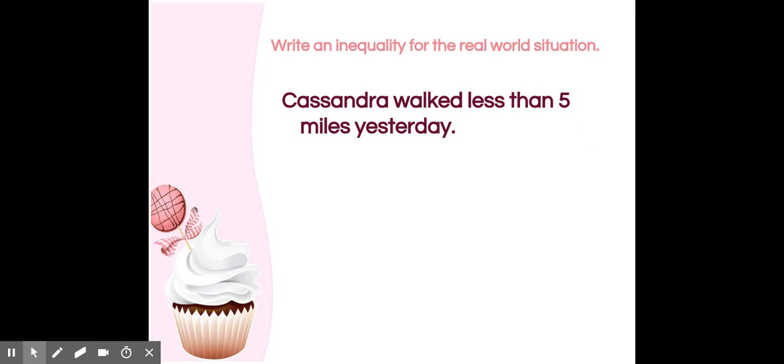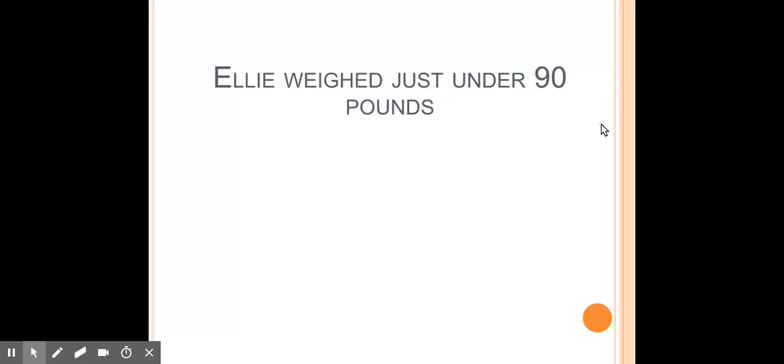Our first situation says Sam spent more than $12. Write an inequality to represent this situation. If you wrote S, or whatever variable of your choice, is greater than 12, you translated perfectly. High five. Here's another situation. Cassandra walked less than 5 miles yesterday. What inequality would represent her situation? Remember to look out for secret agents. If you wrote X is less than 5, you are correct.